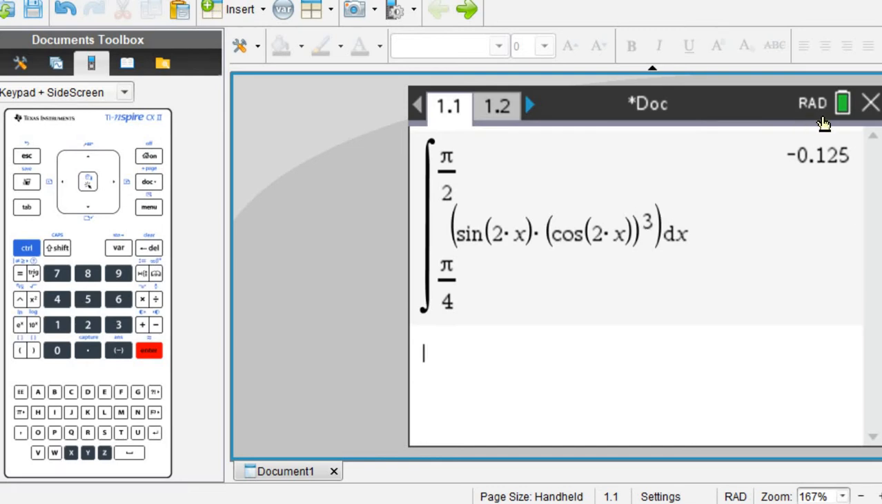Note that my GDC is in radians. That's really, really important when you're doing calculus with trig. It has to be in radians.